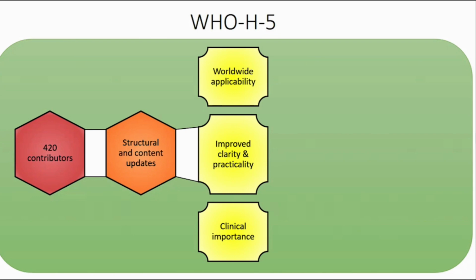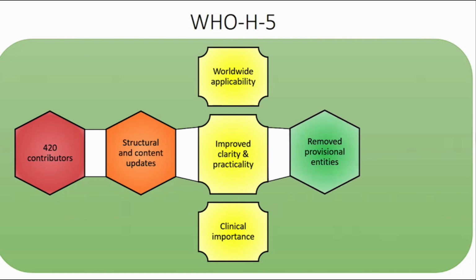Overall, the framework of the WHO5 is the same as the 4R, with the same hierarchy as they lay out their chapters, but they did remove provisional entities that were in the WHO 4R because they felt that they lacked sufficient evidence. Additionally, they did include things that weren't in the 4R, like germline predisposition syndromes associated with lymphoid neoplasms, but that's a little bit outside the scope of today's talk, so we won't be including those.